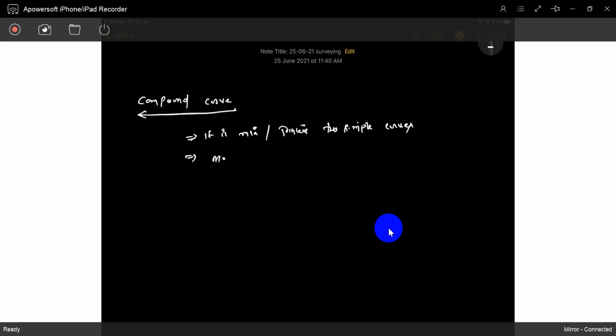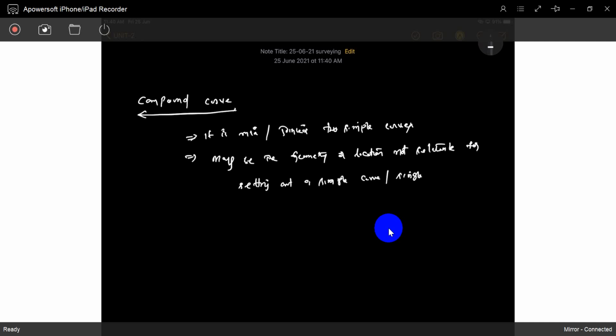Why is it used? Maybe the geometry or the location is not suitable for setting out a simple curve. So if the geometry or location is not suitable for setting out a single curve or simple curve, then we have to use two simple curves to join the two straight lines.